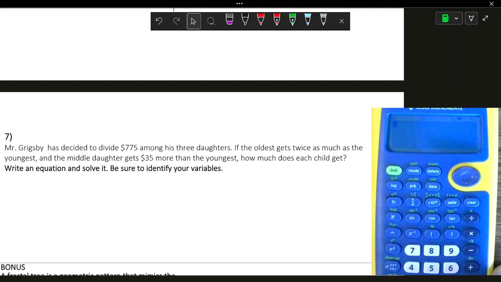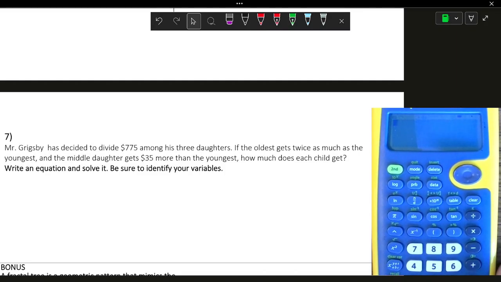He got a bonus of $775, and being the nice dad he is, he decided, hey, I'm going to divide it up amongst my 3 daughters. Now, the 3 daughters are probably not going to like how this is working, and I don't know his justification, but he's decided the oldest daughter is going to get twice as much as the youngest. I'm fine with that. I'm the oldest son. And the middle daughter is going to get $35 more than the youngest.